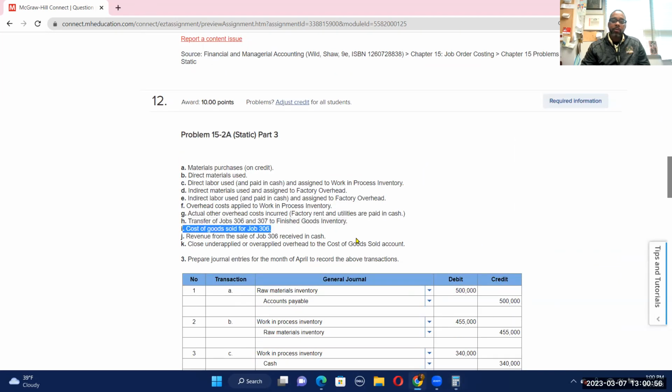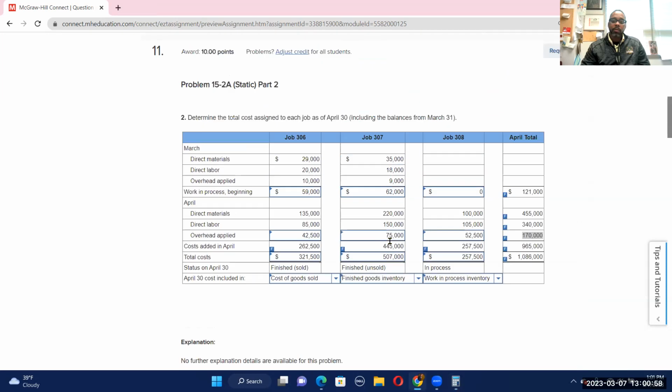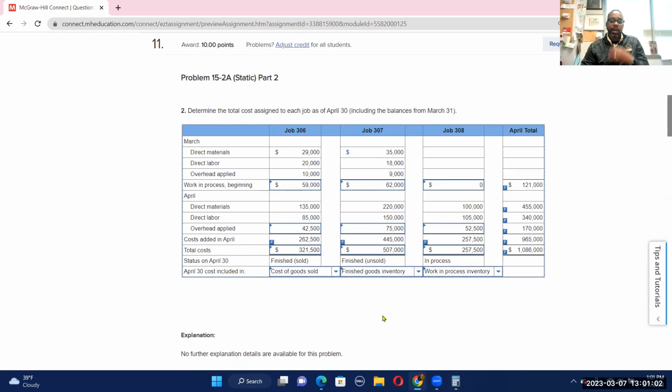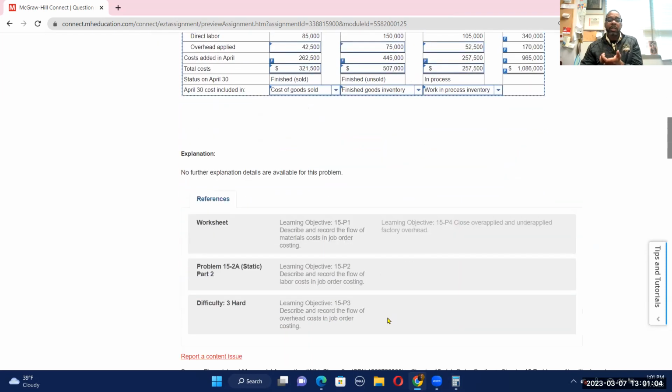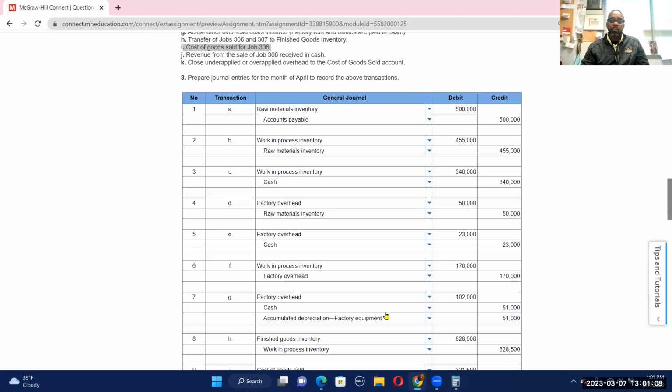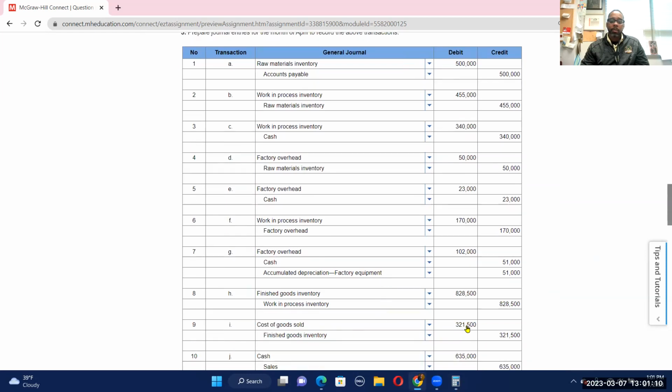I, cost of goods sold for 306. 306, total cost was 321,500. So we're going to debit cost of goods sold, credit finished goods for 321,500.